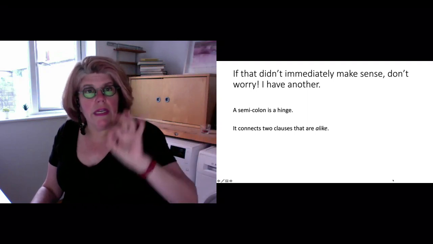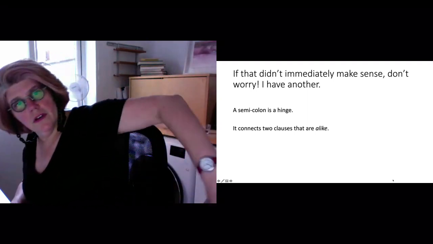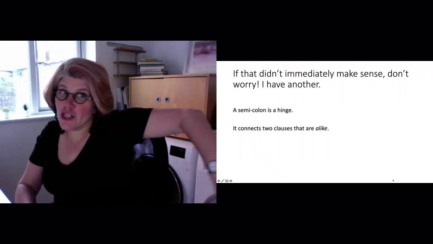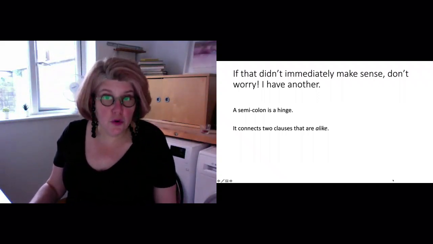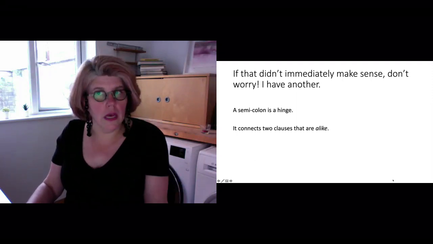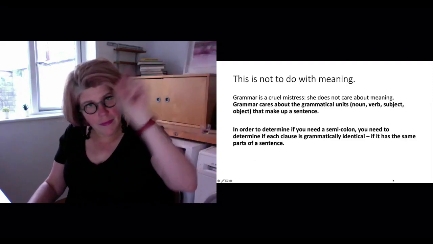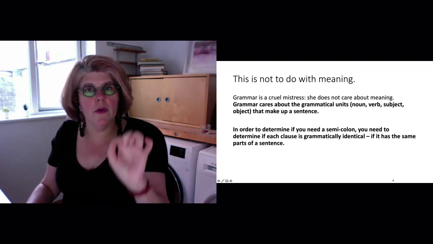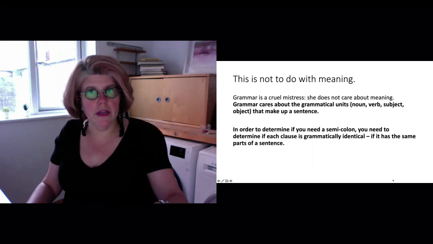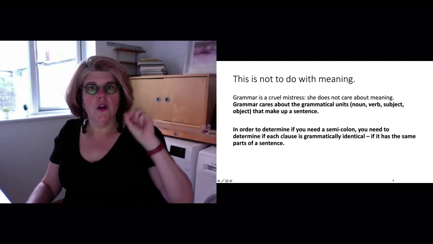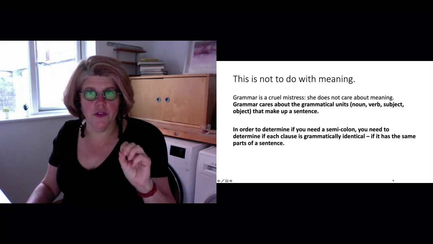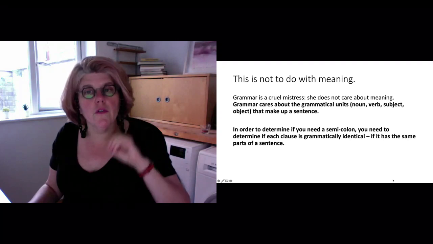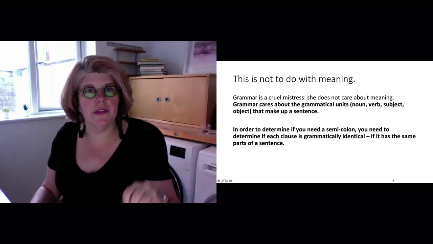A semicolon is a hinge. Look at that. That's a hinge. I made a hinge with my arm. As a hinge, it connects two clauses that are alike. This is not to do with meaning. Grammar and mechanics, which is what we are talking about here, are cruel mistresses. Grammar especially is a cruel mistress. She does not care about meaning. Grammar cares about the grammatical units that make up a sentence.